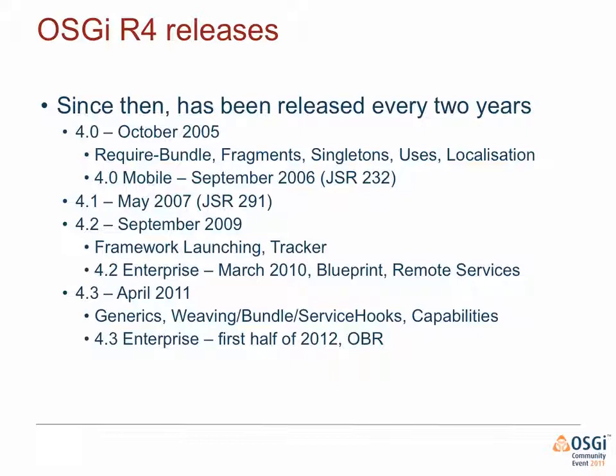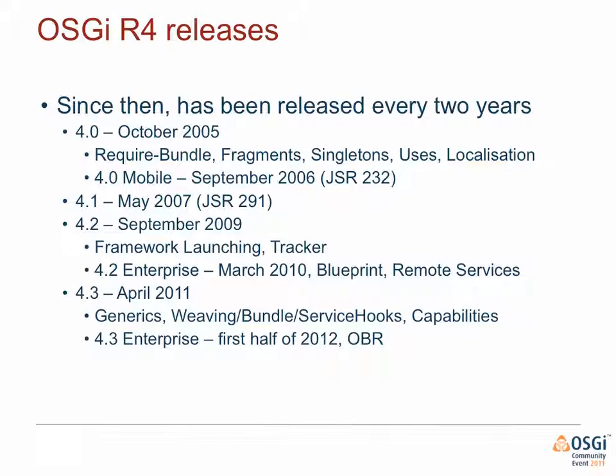OSGi 4.2 came out in September 2009, bringing some new features, for example the ability to launch frameworks from a standard interface and the service tracker for being able to detect when services come and go. 4.2 Enterprise came out now almost a year ago in March 2010, included an extension to declarative services, or a difference to declarative services called Blueprint, largely based on how Spring components work, and remote services for communicating between systems.